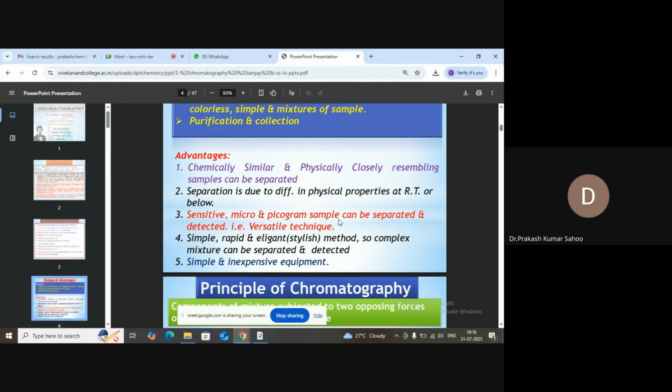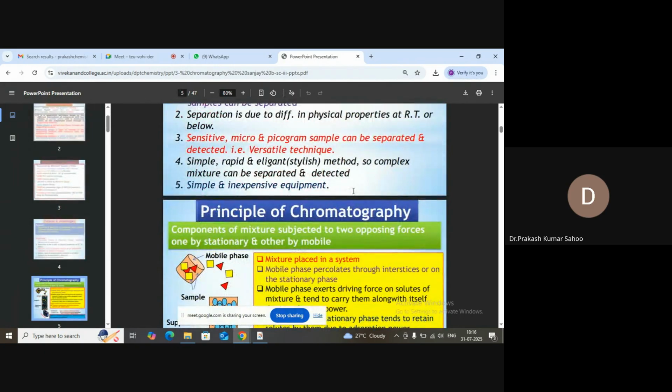It is a versatile technique in which microgram or picogram, 10 to the minus 12 gram, samples can be separated and detected. It's a very simple, rapid and elegant method. So complex mixtures can be separated and detected.